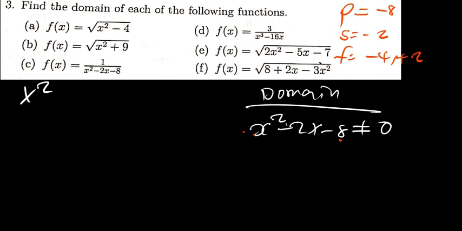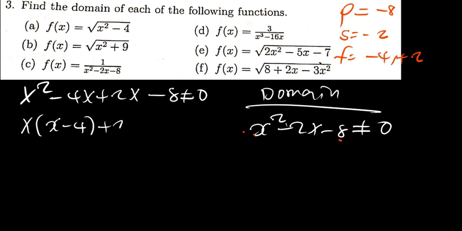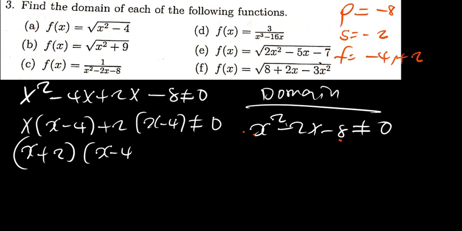x squared, ignore negative 2, then now focus on this. Replace it with that, not equal to 0. Then factor out x, x minus 4. Factor out negative 2, x minus 4, not equal to 0. So then x plus 2 and x minus 4 should not be equal to 0. Therefore x should not be equal to negative 2 and x should not be equal to 4.